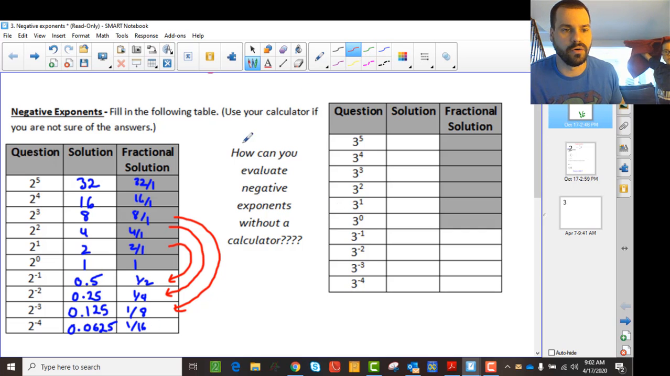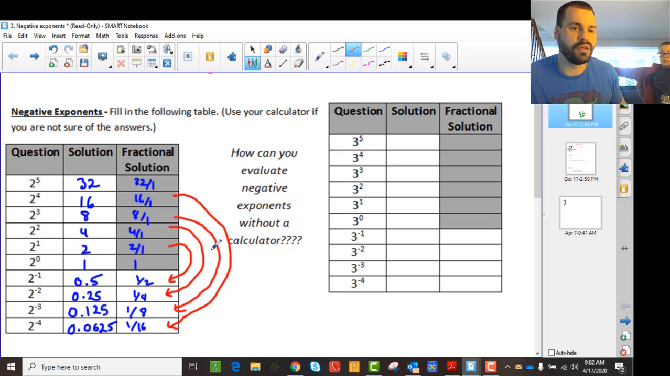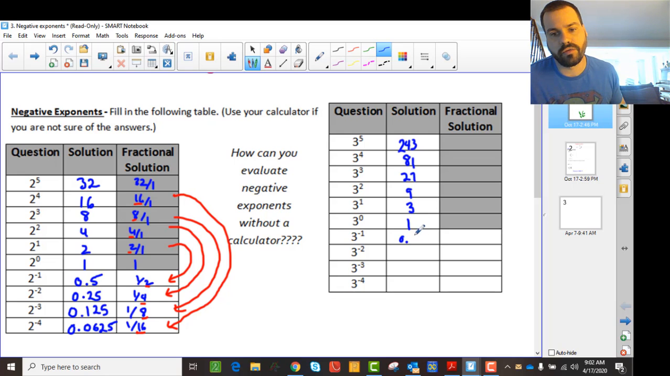Okay, so what we're noticing, hopefully, is that what a negative power did is it kept the value the same, the 16 or the 8 or the 4 or the 2, but it just flipped it. So instead of it being in the numerator, it became the denominator. And if you do that with 3, it's the same sort of thing. 3 to the 5th is 243. 3 to the 4th is 81. 27 is 3 cubed. 9, and then 3, and then 1. This is 0.3 repeating. This is 0.1 repeating.